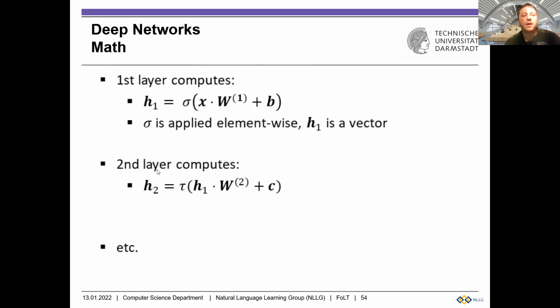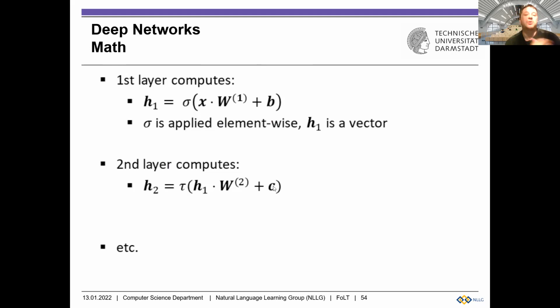And the second layer is doing the same calculation actually. However, instead of taking the input as the original input, what's coming into the network, the feature representation, it takes the value of the hidden layer as input, right?